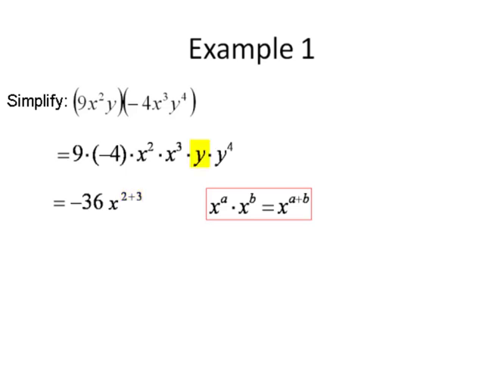However, notice the first y doesn't appear to have an exponent. When this occurs, the exponent is 1, giving us the following. Therefore, the final answer is -36 x to the 5th y to the 5th.